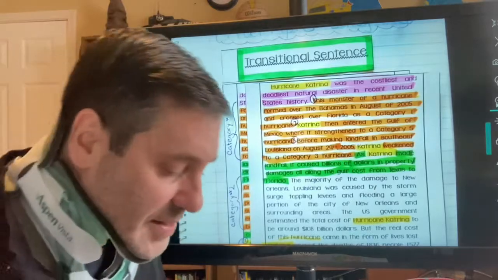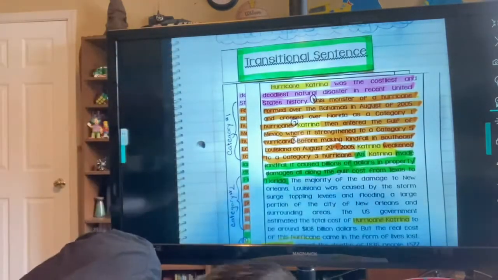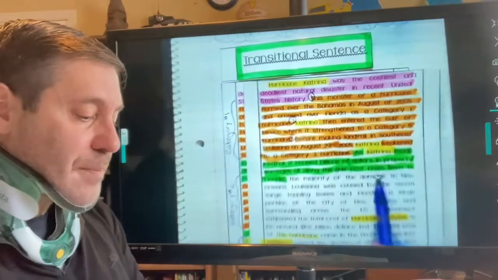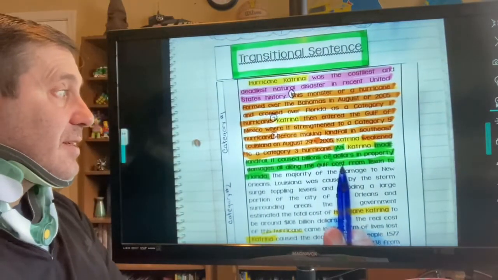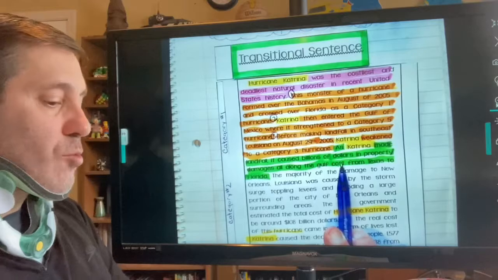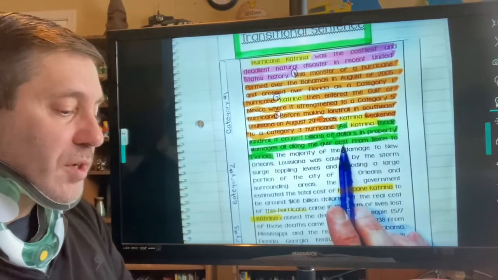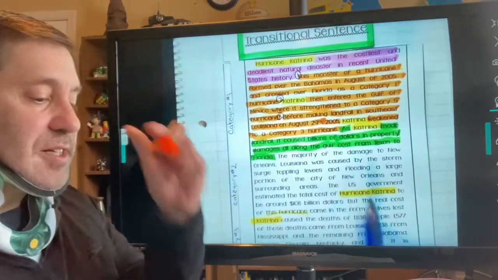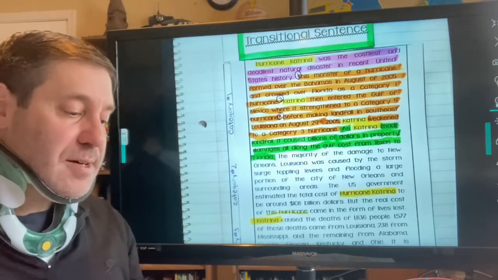So now this next category, all of our sentences should be about how costly this storm was. And so now we're looking for supporting details for costly. So again, we have our orange highlighter.